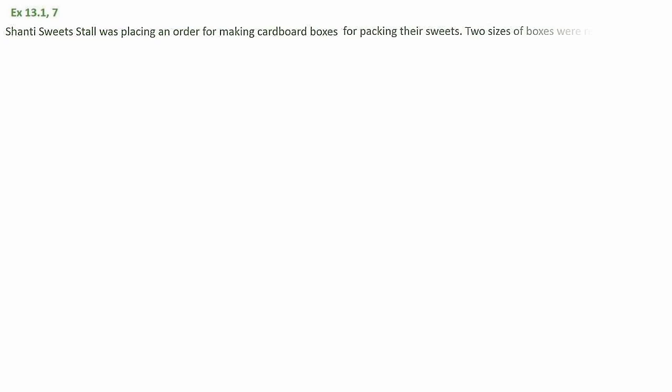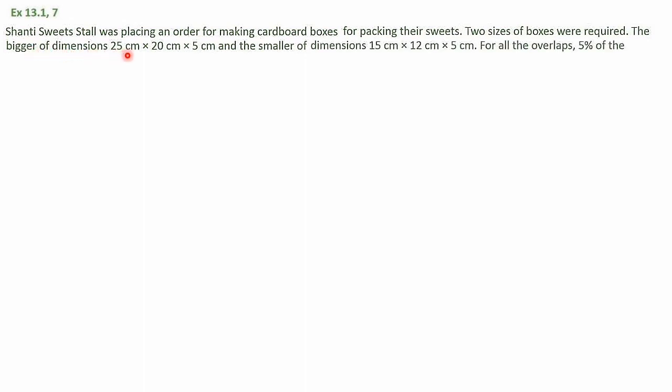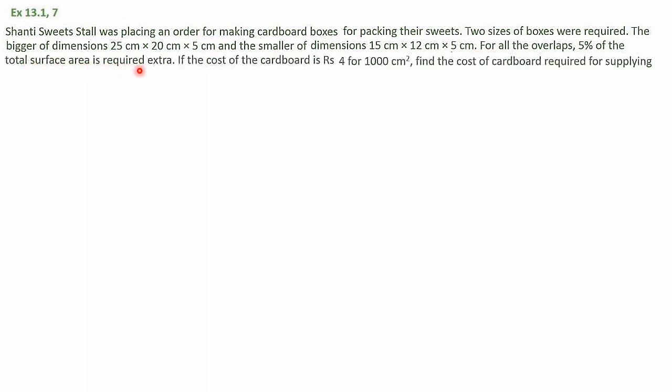Next, we shall discuss the seventh question. Shanti Sweet Stall is placing an order for making cardboard boxes for packing their sweets. Two sizes of boxes were required. The bigger of dimensions 25 cm by 20 cm by 5 cm, and the smaller of dimensions 15 cm by 12 cm by 5 cm. For all the overlaps, 5% of the total area is required extra.